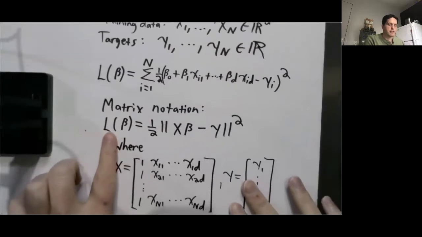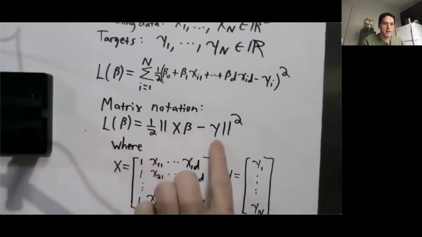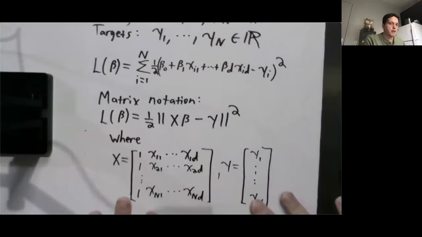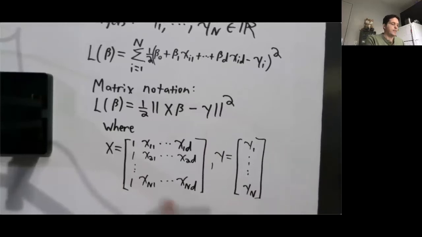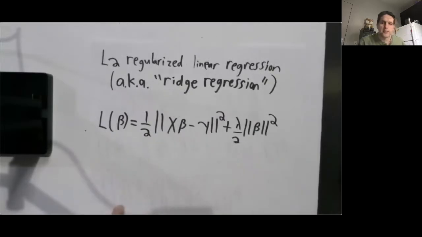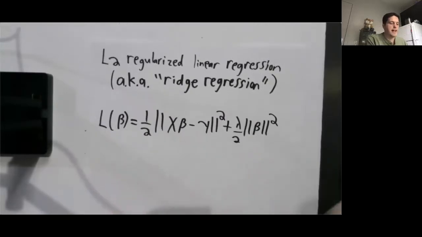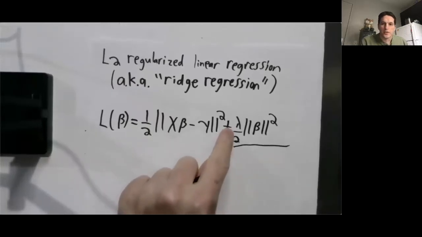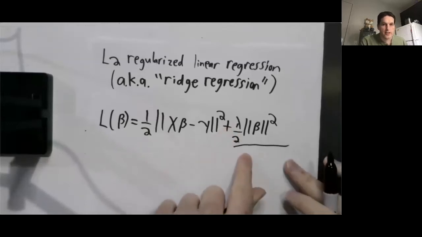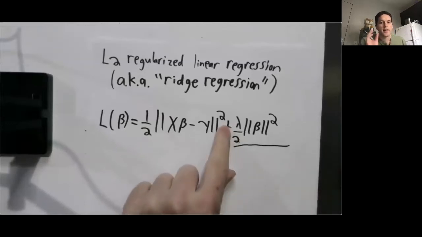In matrix notation, this objective function can be written like this. L of beta is equal to 1/2 times the norm of X beta minus y squared, where X is this matrix here, and y is this vector here. So y contains all the target values, and X is this matrix. To do linear regression with L2 regularization, we just add this regularization term to our objective function. This parameter lambda controls the amount of regularization. So if lambda is large, then our regularization term is very strong. If lambda is small, then our regularization term is very mild and doesn't have much effect.